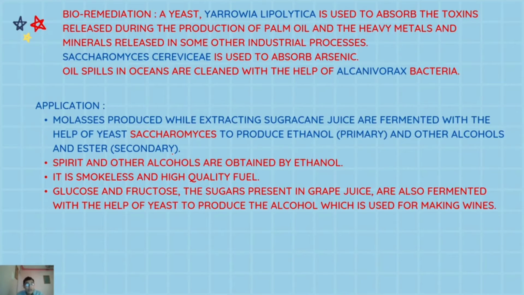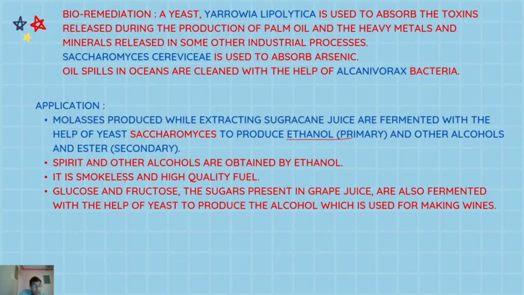Okay, and to ferment that molasses, one of the yeast, that is Saccharomyces, is used, okay, and this yeast Saccharomyces converts the molasses into ethanol, okay, and other alcohols along with the ester. So this is the first application that Saccharomyces can be used to produce ethanol. Okay, now ethanol is very much useful to obtain spirit and other alcohols. So with the help of ethanol, which is produced with the help of yeast, that can be used to make spirit and other alcohols.